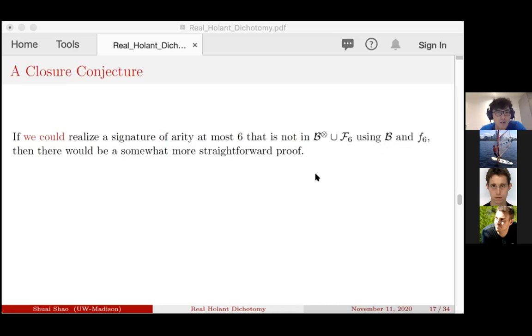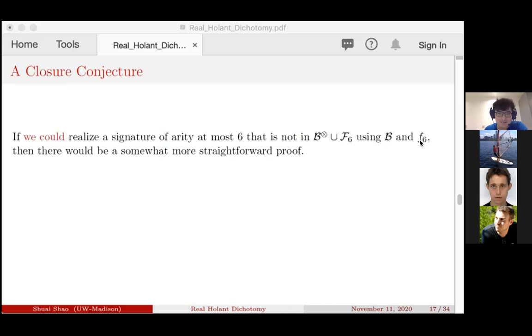Now, if we could realize a signature of arity at most 6 that is not in this union, that is not a tensor product of binary signatures, that is also not in this special family, this script F sub 6, that satisfies the Bell property, then there would be a somewhat more straightforward proof by the previous lemma. And actually, this is also a common approach in many previous proofs for Holant problems. Well, for some signatures for which the induction proof fails, here for this signature, for this f sub 6, the induction proof does not work.